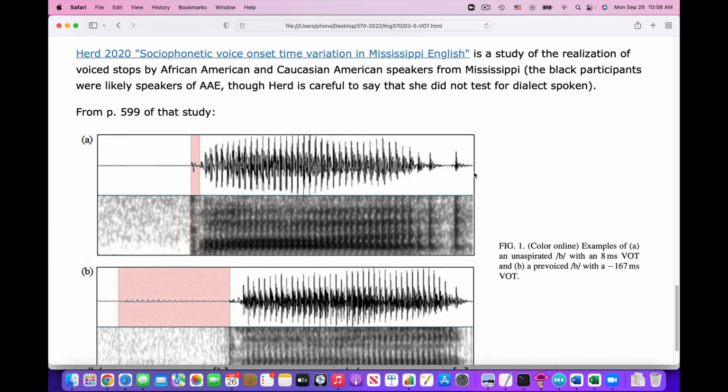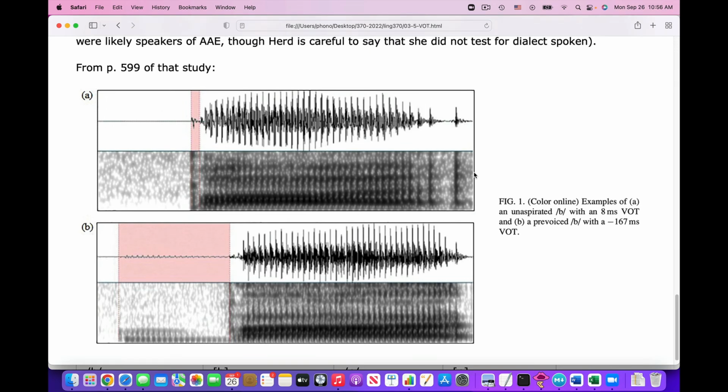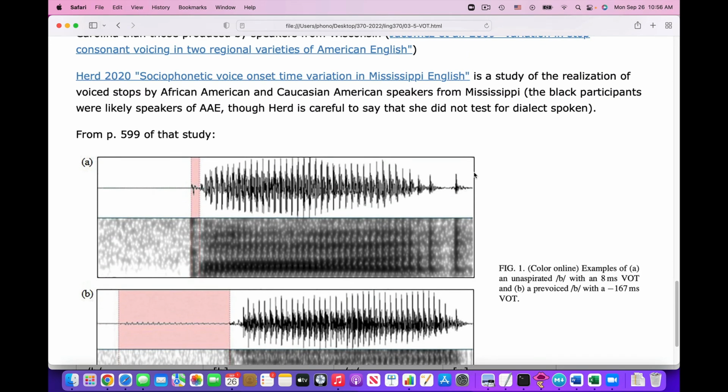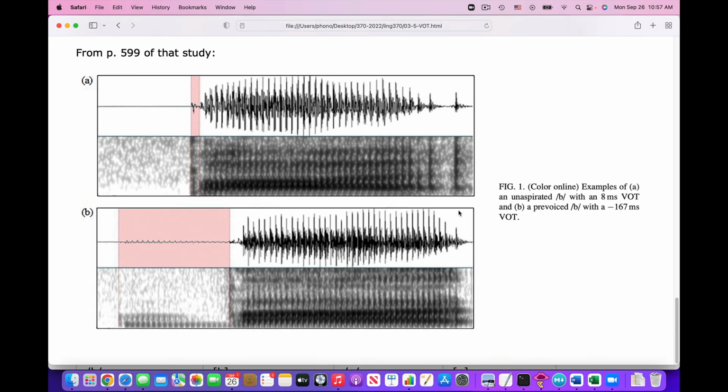And there's an even more recent paper that has some diagrams in the paper that should look familiar to us. These are from Pratt. And this is a study of African American and Caucasian American speakers from Mississippi. So the author of the paper is careful to say that she did not test for dialect, but it's likely that the black speakers were in fact speakers of African American English. And this example is really clear.